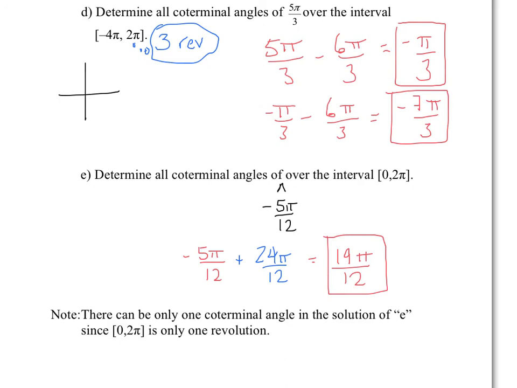So at the end of the day, what you need to remember, guys, is you need to add or subtract 2 pi to get coterminal angles. Okay, and this one only has one possible solution. Okay, the reason is this interval is only one revolution. And you can only have one coterminal angle per revolution. So only one possible answer.